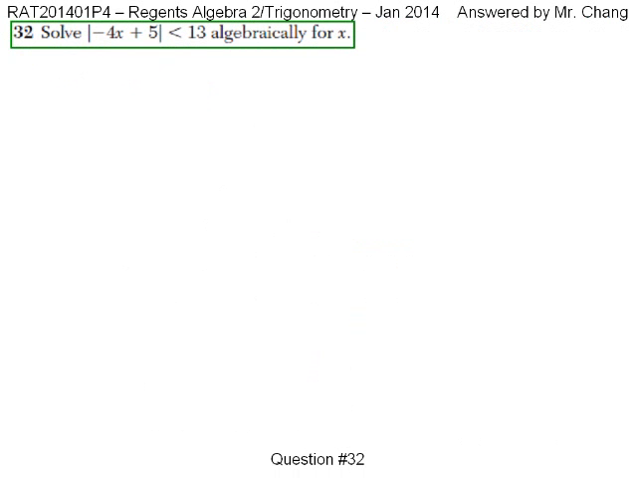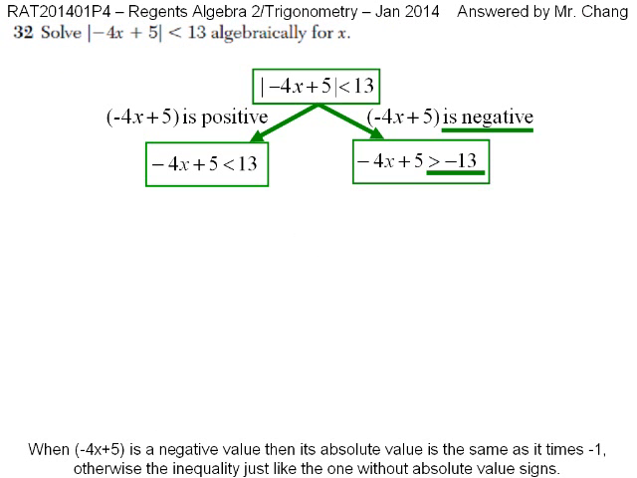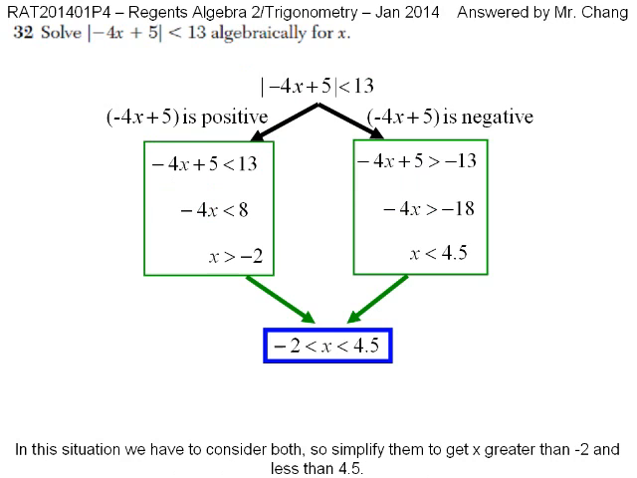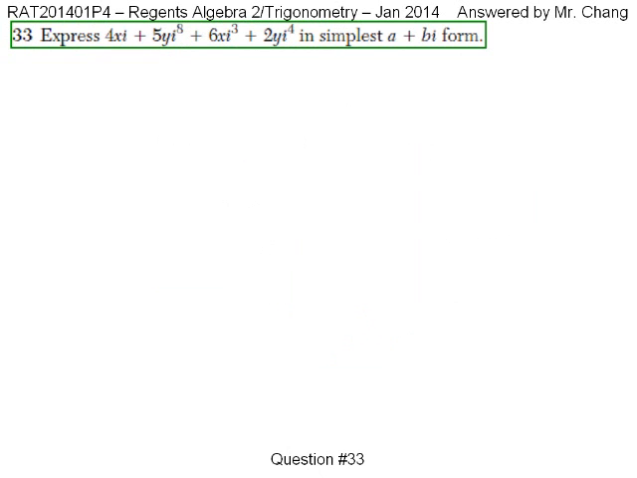Question number 32. When negative 4x plus 5 is a negative value, then its absolute value is the same as its times negative 1. Otherwise, the inequality is just like the one without absolute value signs. In this situation, we have to consider both, so simplify them to get x greater than negative 2 and less than 4.5.